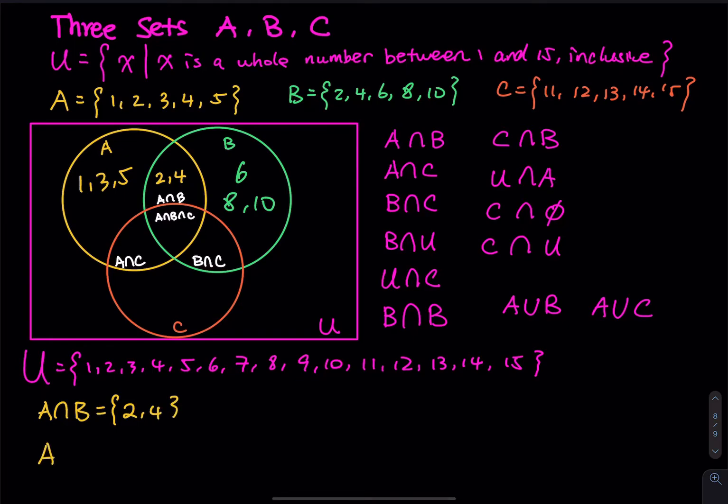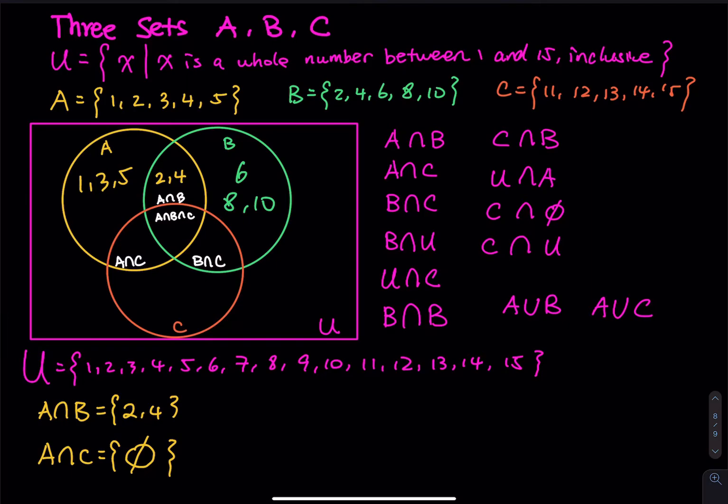What about A and C? A is 1, 2, 3, 4, 5. C is 11, 12, 13, 14, 15. I don't think they share anything in common. If they don't share any elements in common, then that is an empty set. So A and C, this is just an empty set. So in the Venn diagram, you do not put any numbers in there, just an empty set.